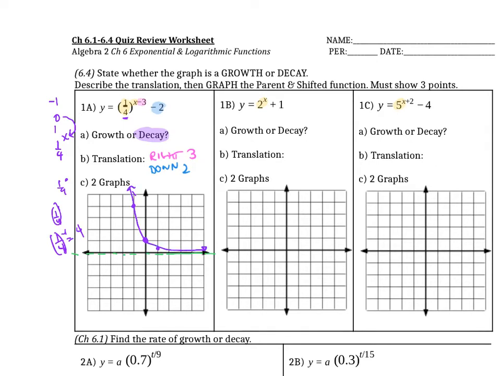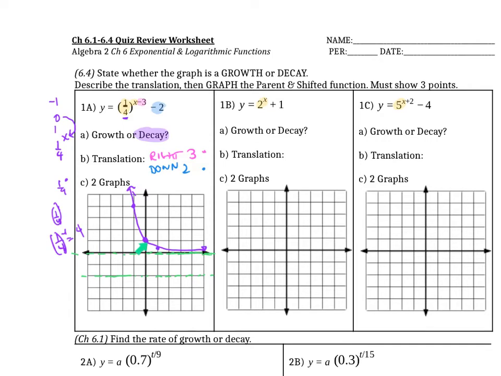Then you look at how it's translated. We said right 3, down 2. So let's move the asymptote first of all. Right 3, it doesn't move anywhere, but down 2 it does. So our asymptote moves down 2 spaces. Then you take every single point and move it right 3 and then down 2.